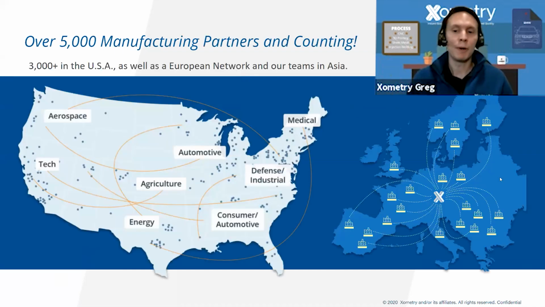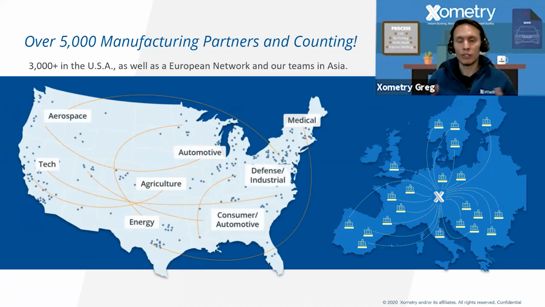But how do we make these parts? Well, we are actually connected to over 5,000 manufacturers globally. And since we are US founded and US based, over 3,000 of those manufacturers are in the USA. These are mostly CNC machine shops and sheet metal fabricators. We do also have, for example, die and tool shops and 3D printing services as well.